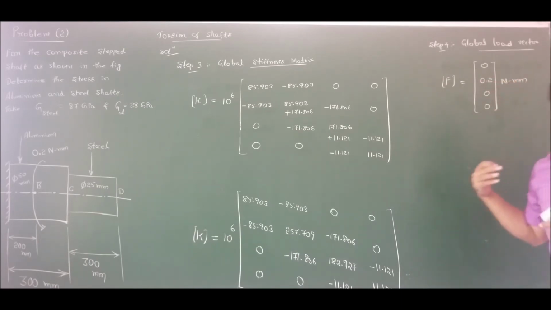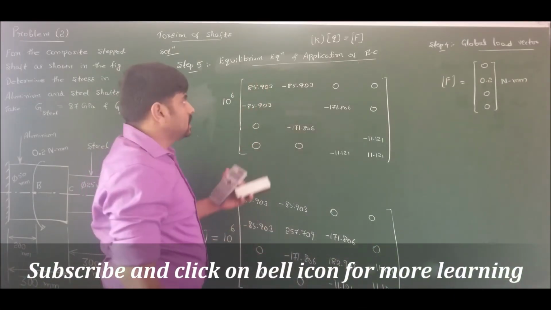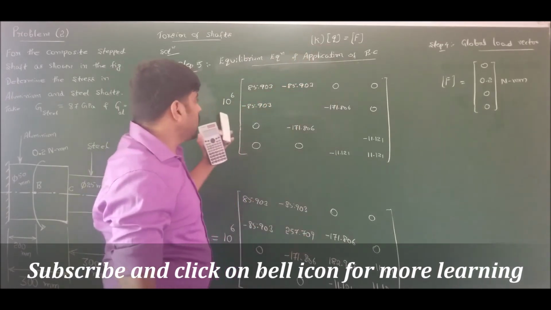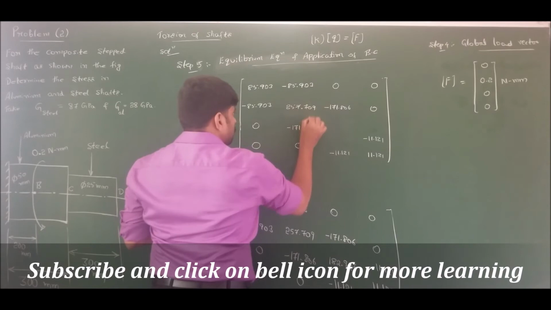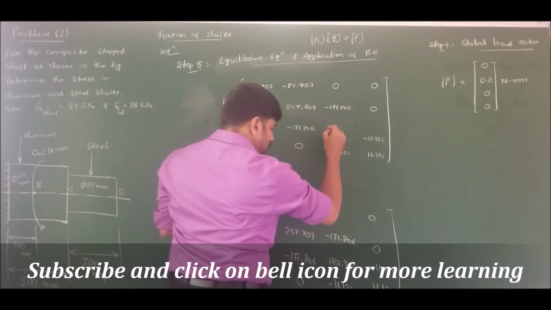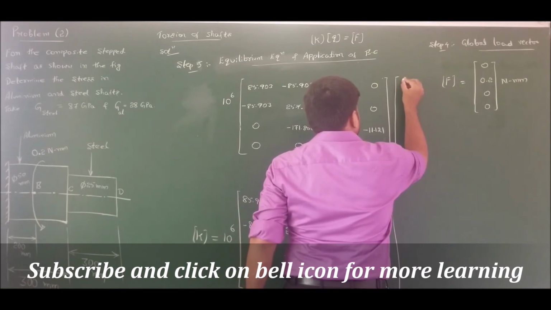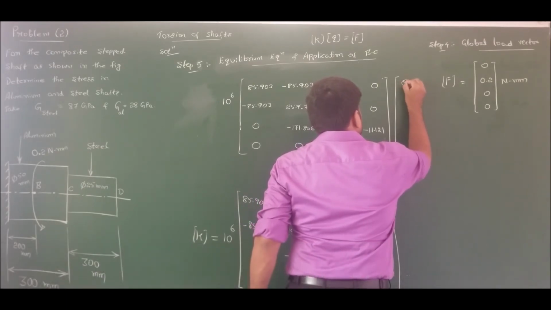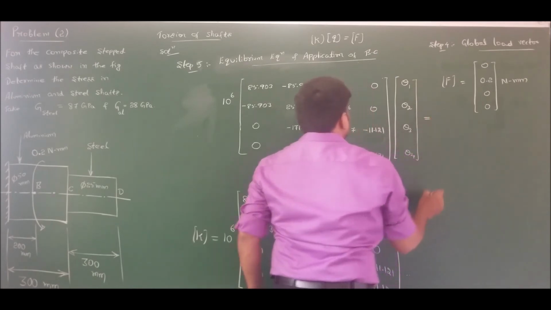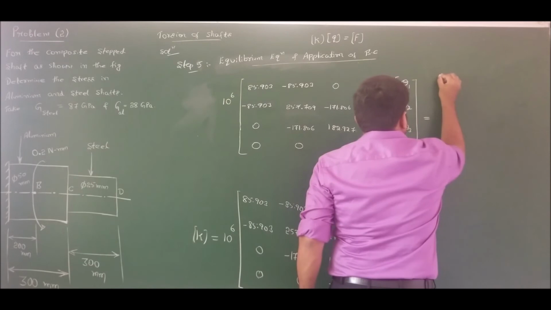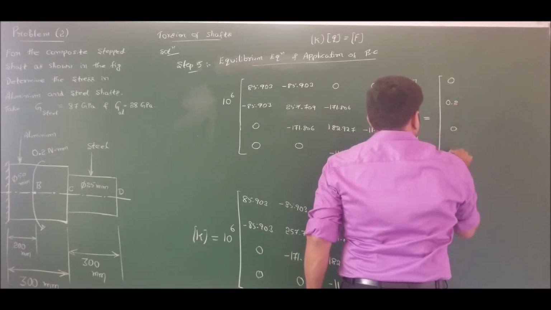Moving on to our step 5, that is equilibrium equation and application of boundary condition. We have the equation as K into Q is equal to F, where K is the global stiffness matrix. The values of global stiffness matrix are noted down from step 3. At the summing points, we have 257.709 and 182.927. Q matrix contains the nodal variables to be calculated, and the nodal variables are theta 1 at node 1, theta 2 at node 2, theta 3 at node 3 and theta 4 at node 4, which is equal to F. F is the global load vector, substituting which we have 0.2 newton millimeters, 0 and 0.